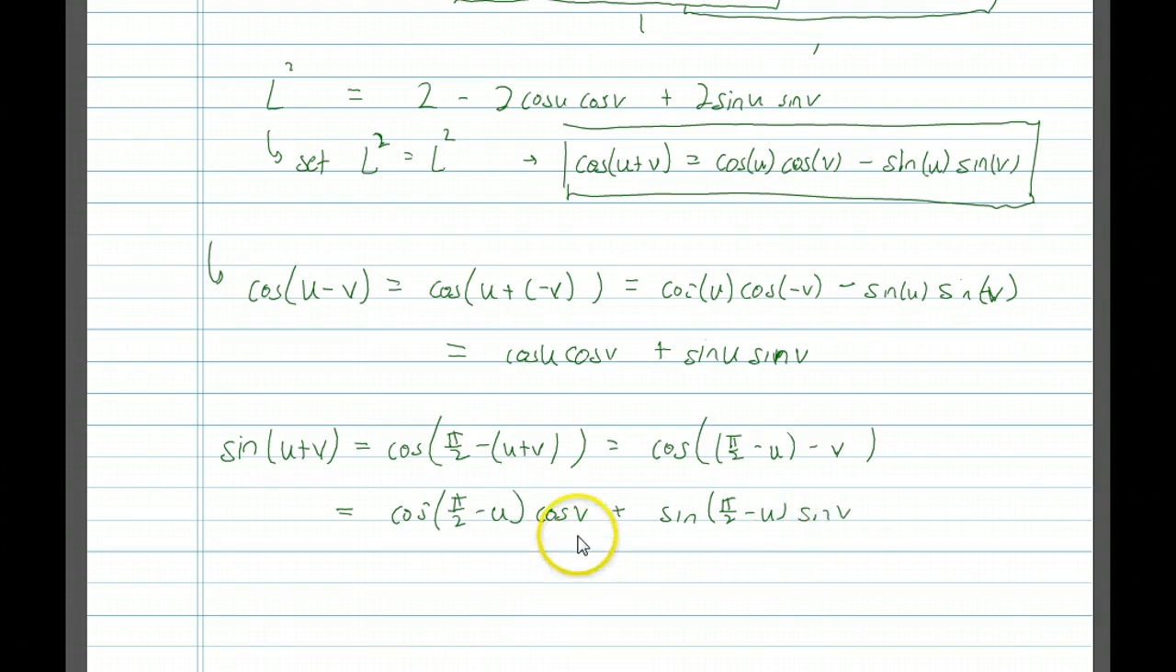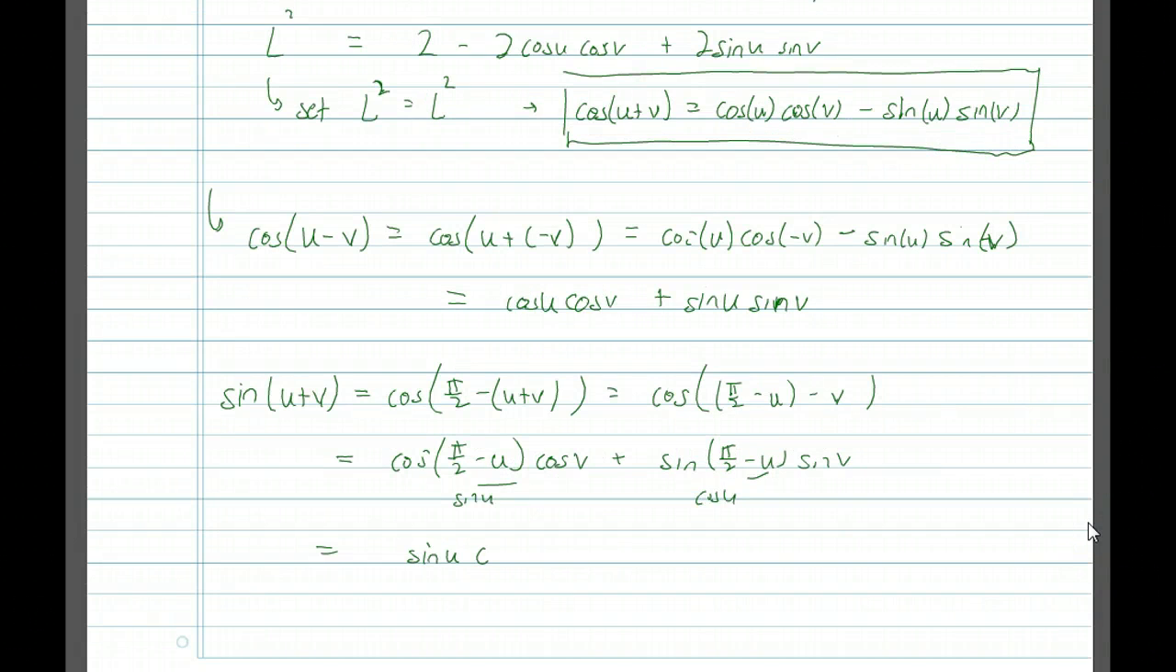Now these are going to be left unchanged. The sine of pi over 2 minus u is going to flip over to cosine, and likewise the cosine of pi over 2 minus u is going to flip over to sine, and that gives us our sum formula for sine. We get sine of the sum of two angles is the sine of the first angle times the cosine of the second, plus the cosine of the first angle times the sine of the second. And the difference formula can be derived in almost the exact same way.